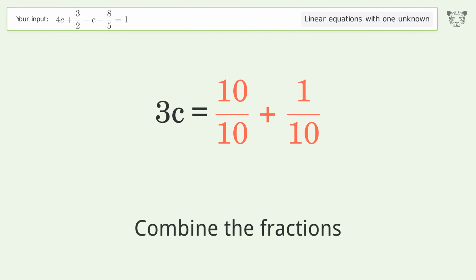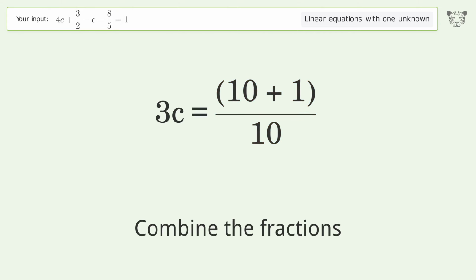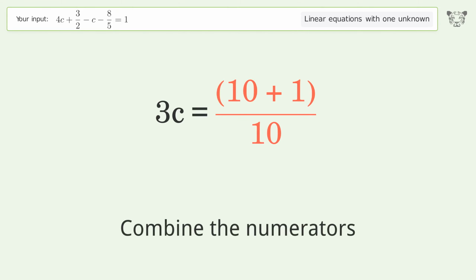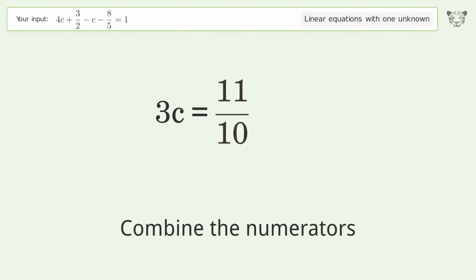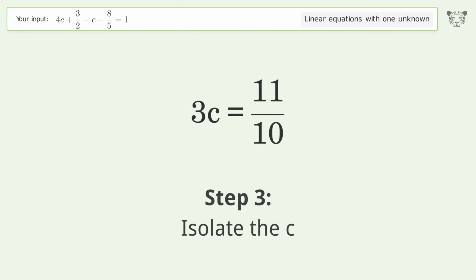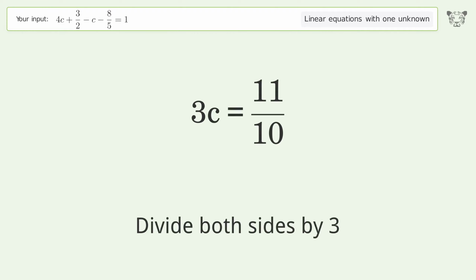Combine the fractions. Combine the numerators. Isolate the c. Divide both sides by 3.